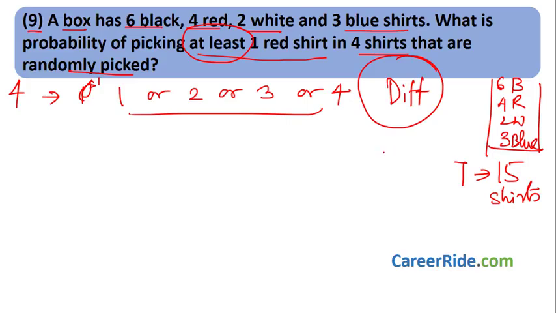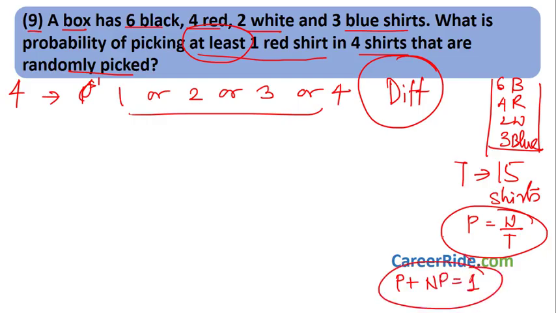What do you mean by at least 1 red shirt? That means that you can have at least 1 or 2 or 3 or 4 red shirts. Okay, now what have we learned? Probability is what I want upon total. And the probability of an event happening plus the probability of the event not happening is nothing but 1. Why? Because total probability is 1.